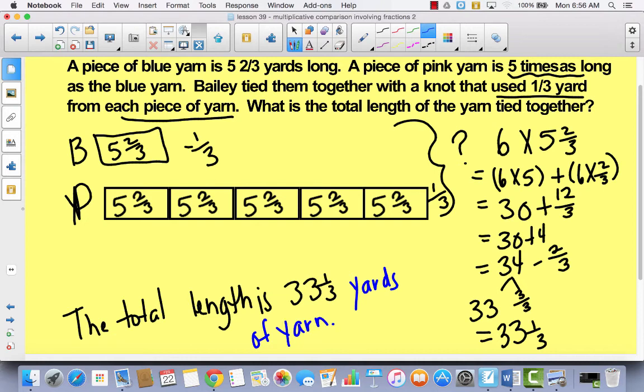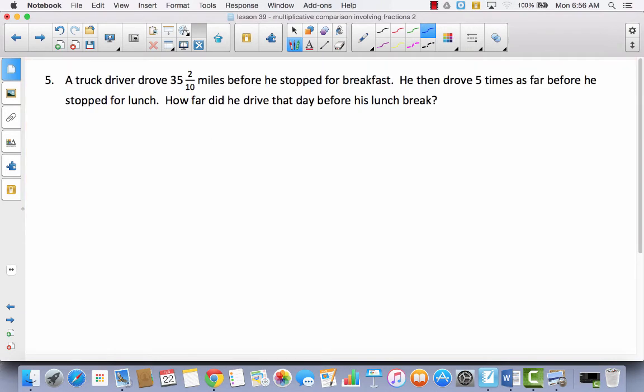Okay, so we have 2 more problems left. And for the next 2, they're going to kind of look like this. And that's okay. They're still the same problems.